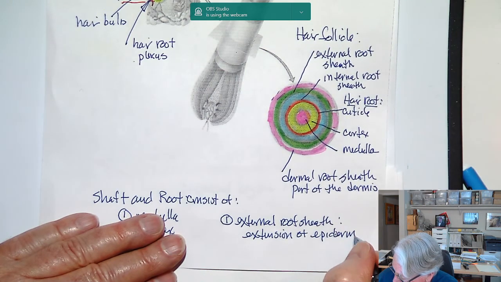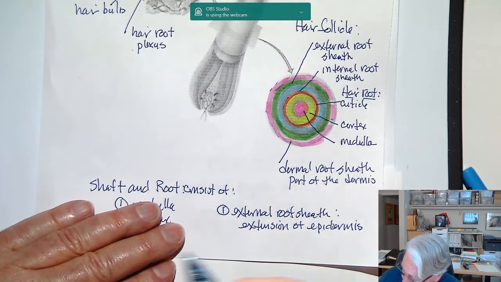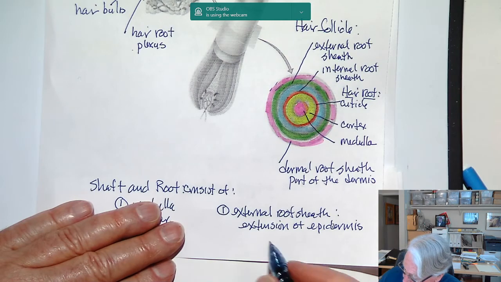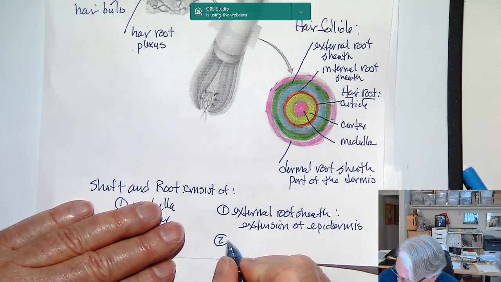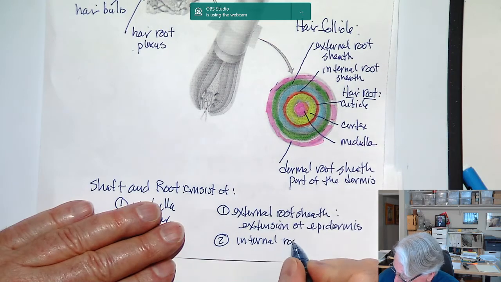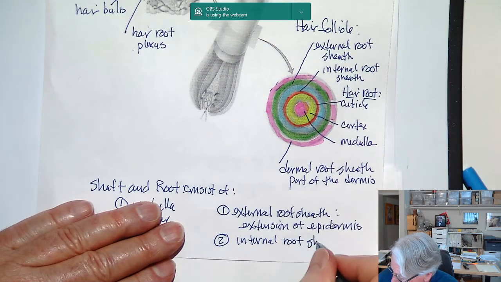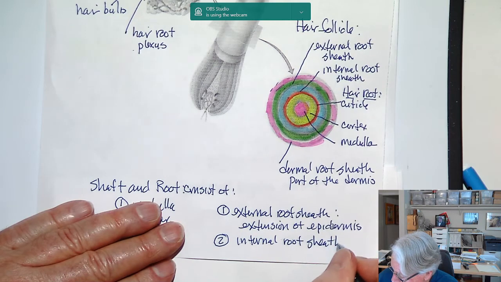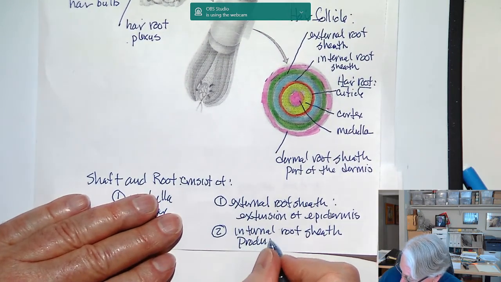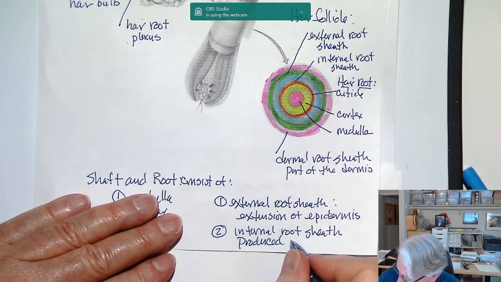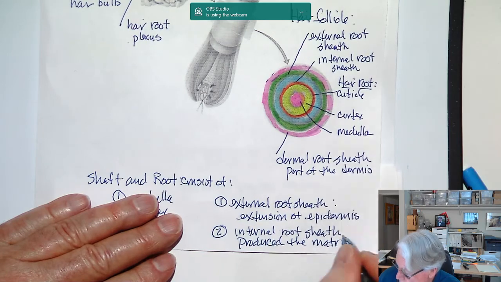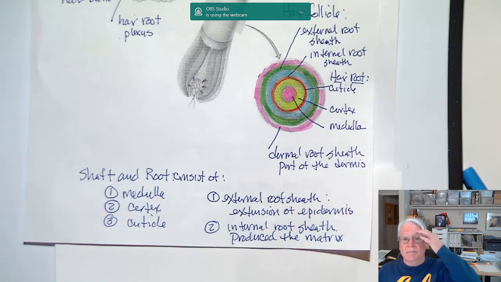So it's actually the epidermis as it moves down along the shaft of the cell to the very bottom. And the second one, the internal root sheath, is produced by the matrix. Okay.